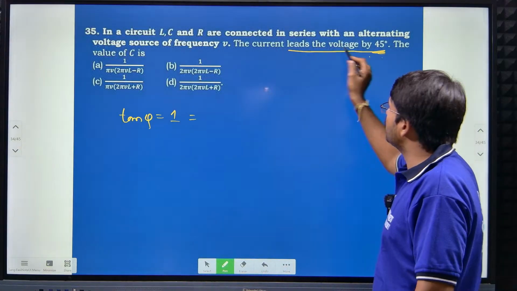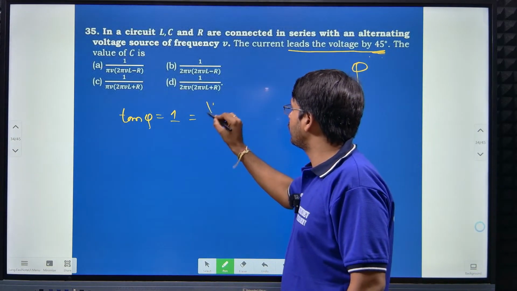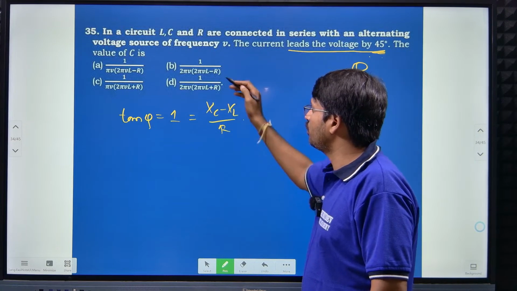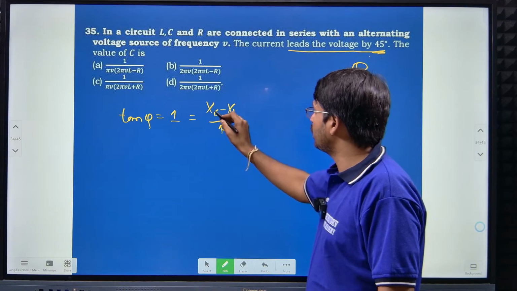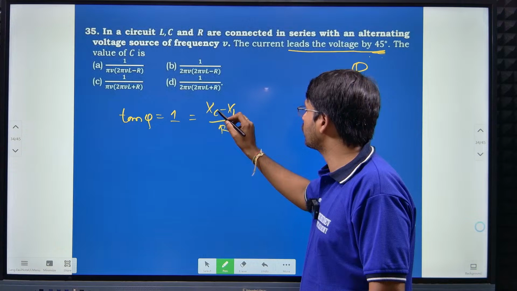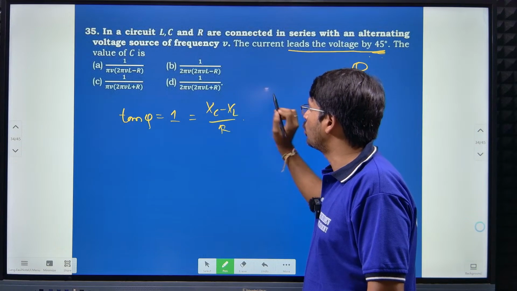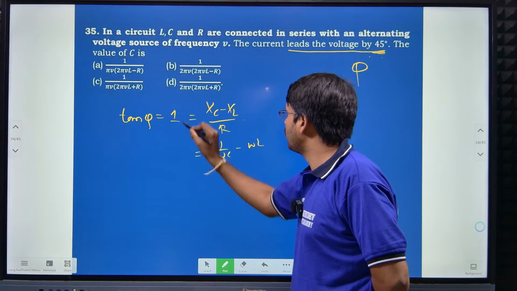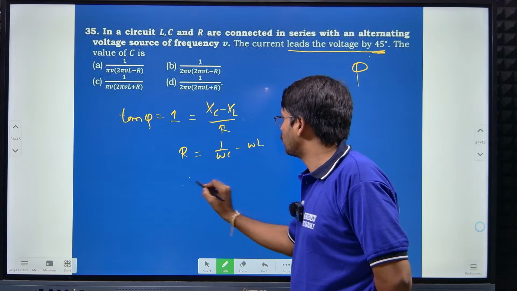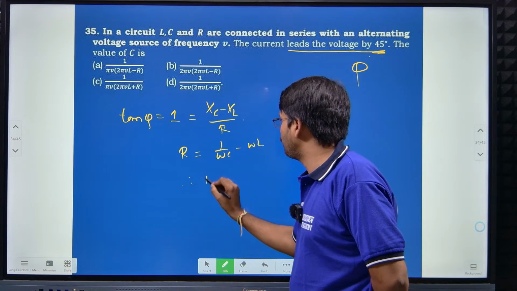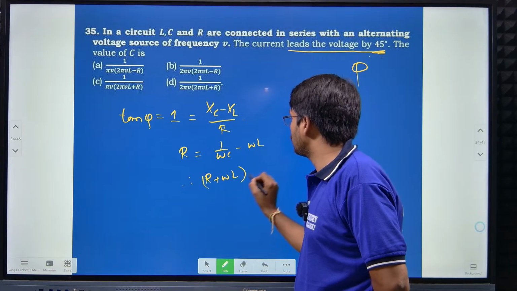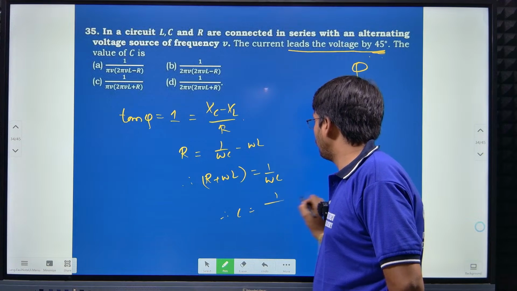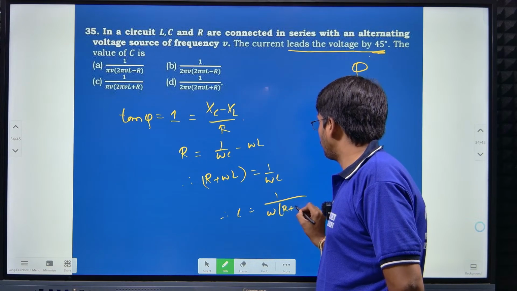That is, the current leads the voltage. If the current leads the voltage, we have to take it as XC minus XL divided by R. Now we have to simplify this and get an equation for C. What is the equation for XC? We know XC is 1 by omega C and XL is omega L. Therefore I can write 1 by omega C minus omega L, and cross multiply so that becomes R. If I transfer this, we get R plus omega L equals 1 by omega C, and as a result C will be 1 divided by omega into R plus omega L.